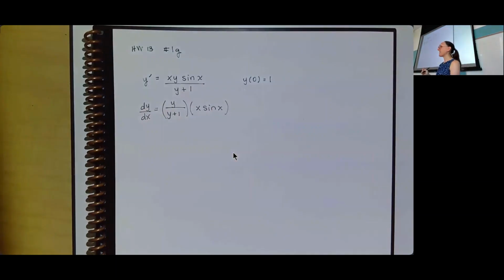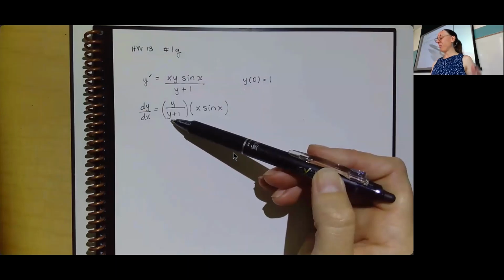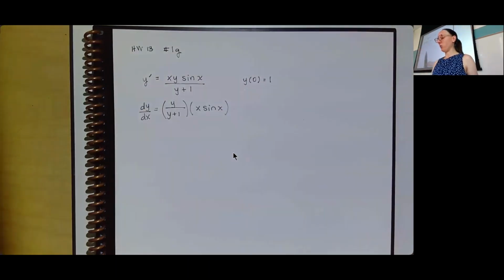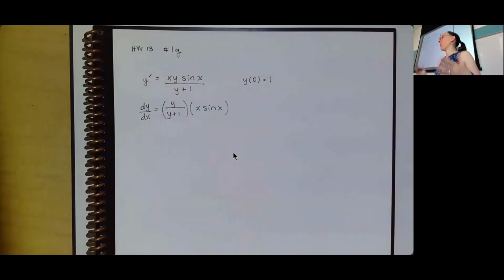It is not linear. And the reason that it's not linear is if I look at this part, whatever kind of algebra you want to do, you've got y's in the denominator, which means we're going to end up with some kind of y to the negative 1 power. So it's not linear. We have to solve this as separable.